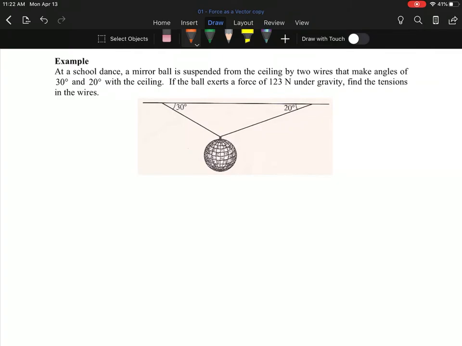At a school dance, the mirror ball is suspended from the ceiling by 2 wires that make angles of 30 degrees and 20 degrees with the ceiling. If the ball exerts a 123 Newton force under gravity, find the tensions in the wires. I just need to mention that when we're talking about tension, we're immediately on our way to engineering type applications. This is a huge example when you're moving towards engineering. You'll use it in other areas as well, but this really leans hard towards engineering.